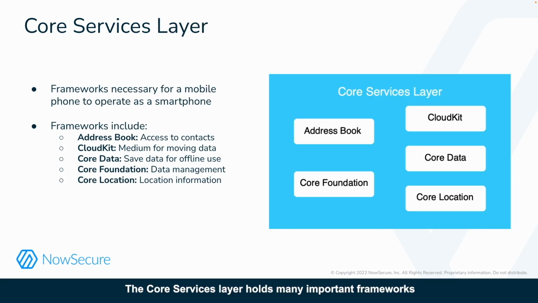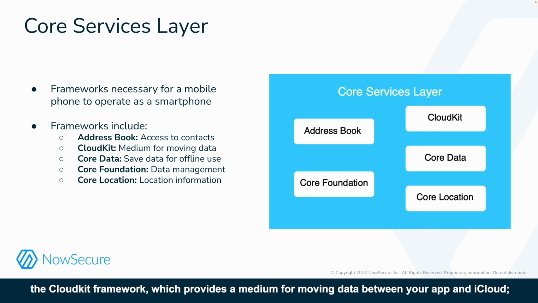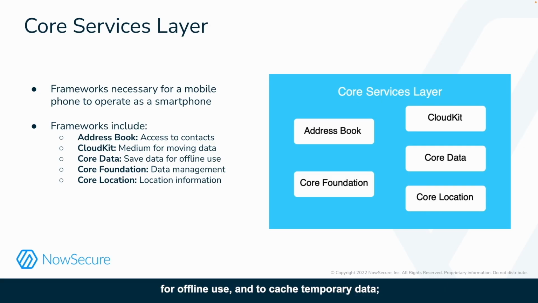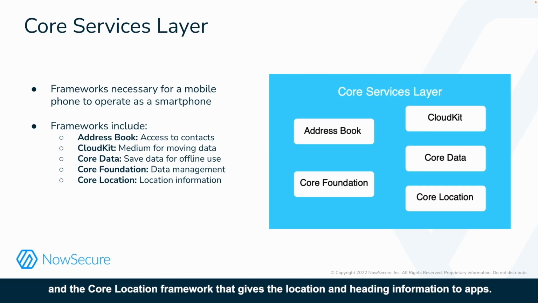The core services layer holds many important frameworks necessary for making a mobile phone a smartphone. Some frameworks for core services include the Address Book framework that provides access to the contact details for the user, the CloudKit framework, which provides a medium for moving data between your app and iCloud, the Core Data framework, which is used to save your application's permanent data for offline use and to cache temporary data, the Core Foundation framework, which gives fundamental data management and service features for iOS apps, and the Core Location framework that gives the location and heading information to apps.